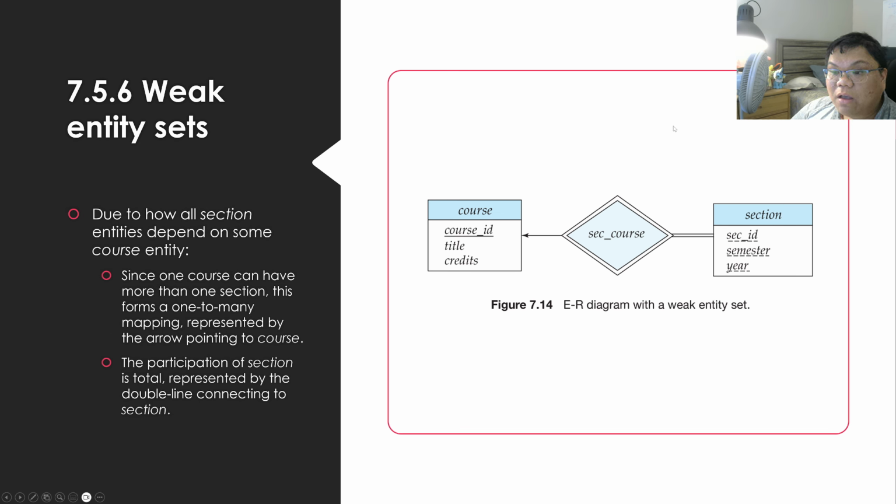Due to how all section entities depend on some course entity, this is necessarily a one-to-many mapping. One course can have many sections, but the existence of all these sections depends on some course. So this is total participation, hence this double line connecting section to the diamond. Oh, double diamond.